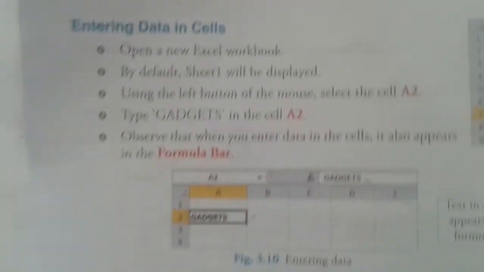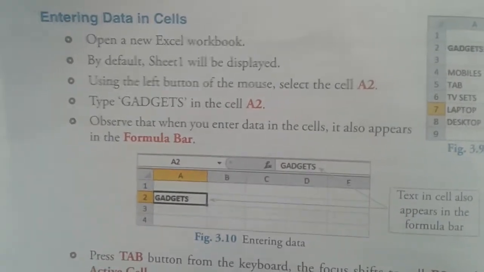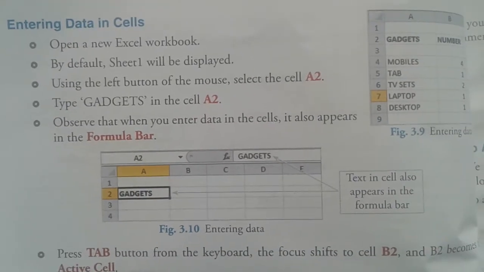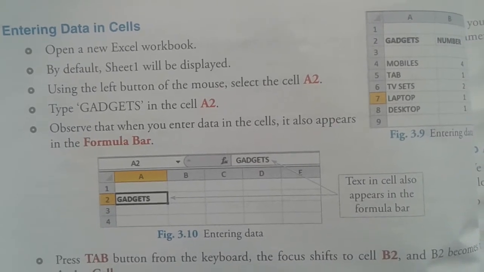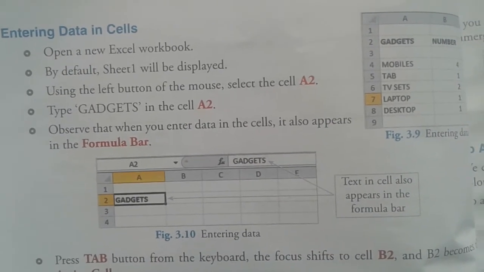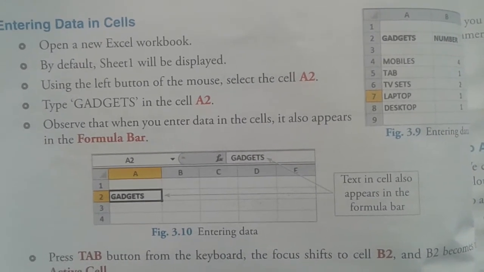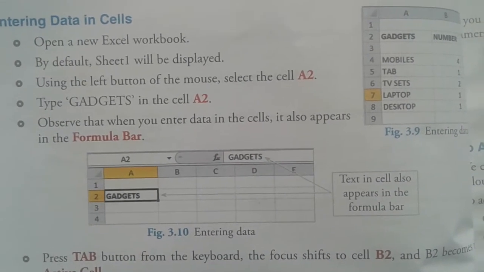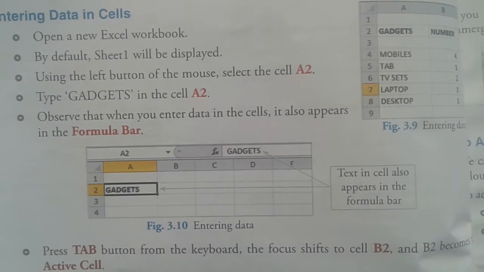Then moving forward to the next page, entering data in a cell. Right now we are going to enter data in a cell. All of you know the typing method. Open a new Excel workbook. By default, Sheet 1 will be displayed. Using the left mouse button, select cell A2, whatever you want. It doesn't matter; if you want to select A1, you can.